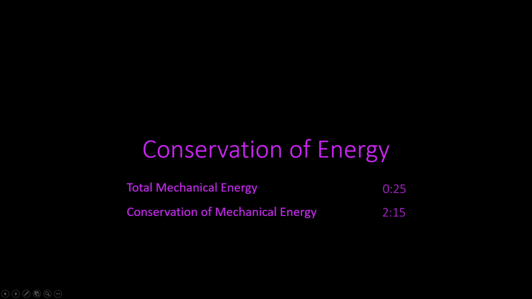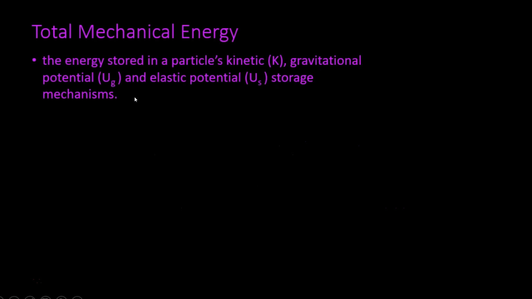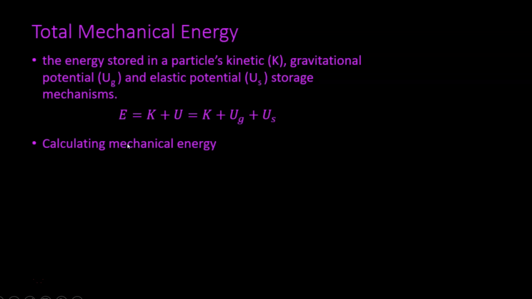Let's get started. Total mechanical energy. This is the energy stored in a particle's kinetic, gravitational potential, and elastic potential storage mechanisms. And our equation for that is simply E is equal to K plus U, and we can break U down even further into its gravitational and elastic potentials. So let's look at calculating mechanical energy.